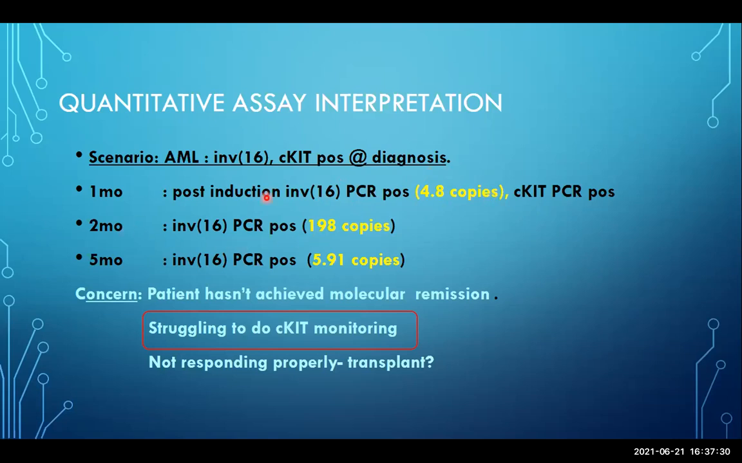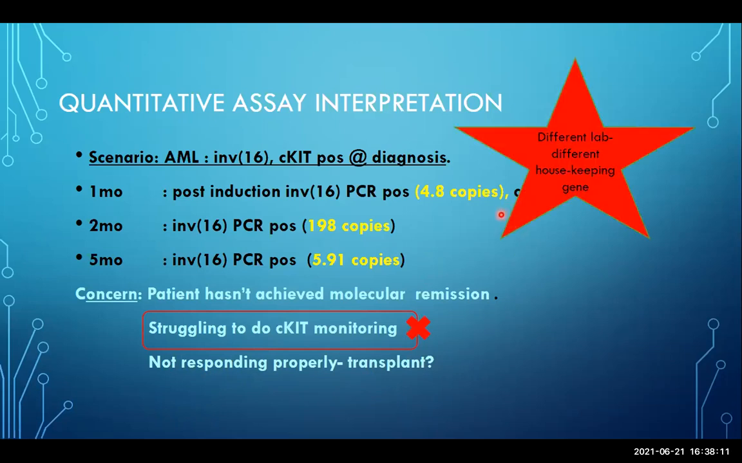2 months later, they'd sent her for PCR again, and now it came back with 198 copies. So the clinician now was upset. And after 5 months, they viewed it as the patient is still positive for PCR. So they were worried that the patient hadn't achieved molecular remission, whatever that actually is. They were struggling to do c-Kit monitoring, and they were wondering whether or not the patient should actually go to transplant. So I really wouldn't recommend trying to do c-Kit monitoring in a case like this. Purely that mutation is only for prognostication.